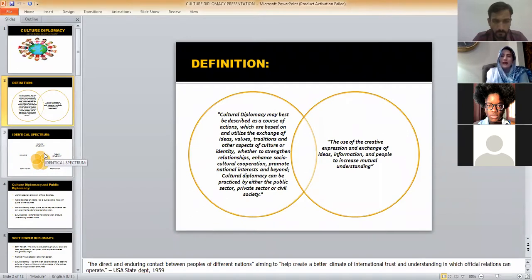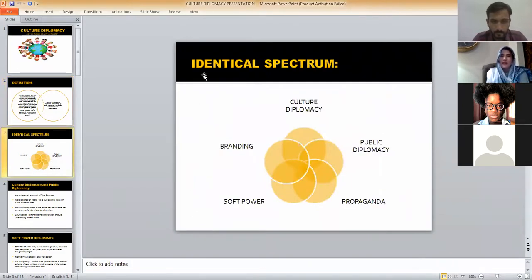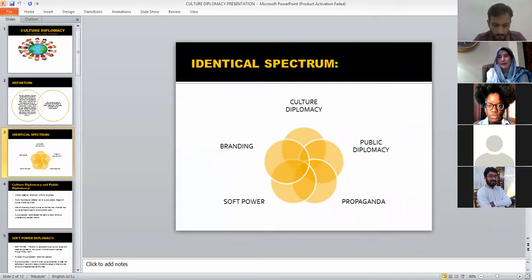Now we're going to identify the spectrums and the ways through which we can propagate, identify, and promote our culture. First is cultural diplomacy, the first component through which it can work. Then you have public diplomacy, then propaganda, soft power, and branding. In the further slides, we will individually explain how all these elements play a very vital role in cultural diplomacy. Can we move to the next slide?